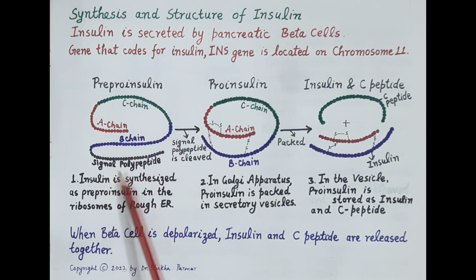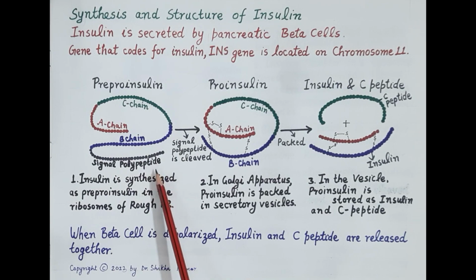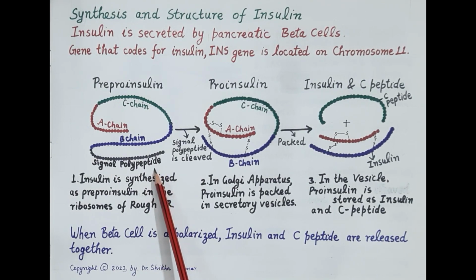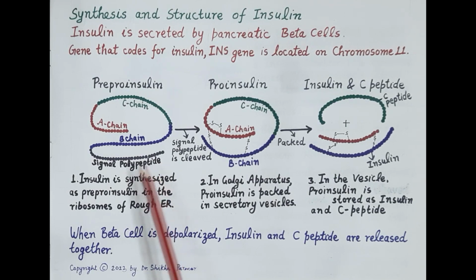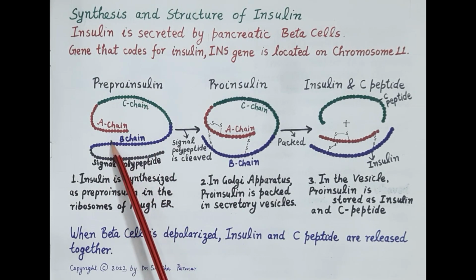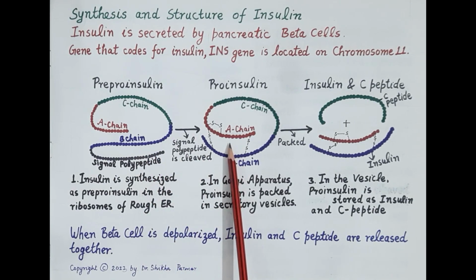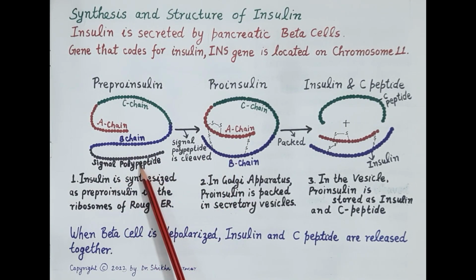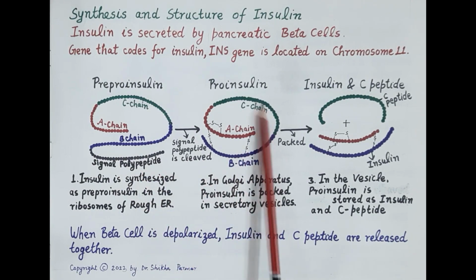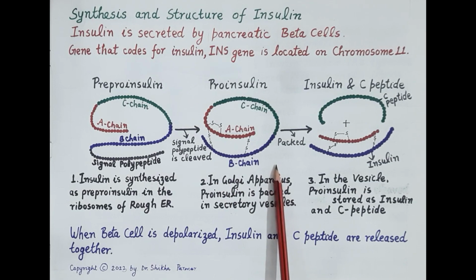Now, this pre-proinsulin is made up of 110 amino acids. It has 4 segments: signal polypeptide, B chain, C chain, and A chain. When this pre-proinsulin is transported from the endoplasmic reticulum to the Golgi apparatus, the signal polypeptide is cleaved off. The remaining structure is called proinsulin.